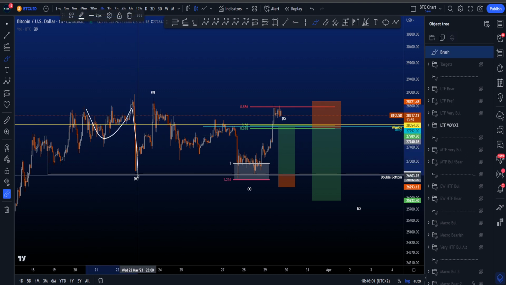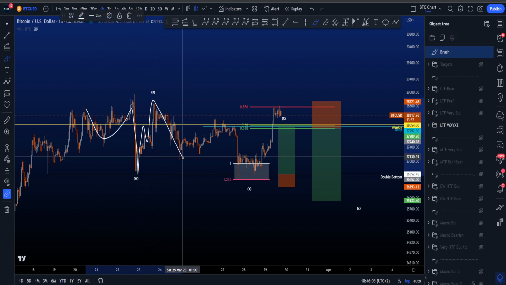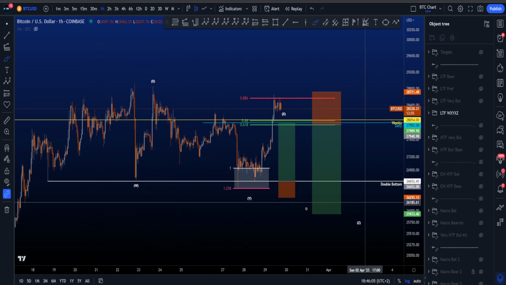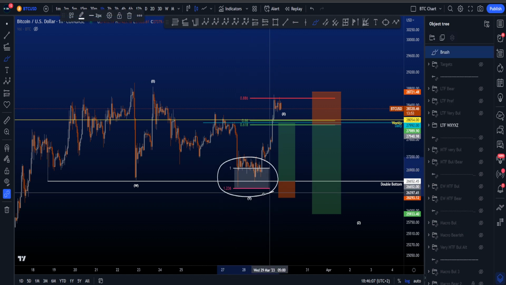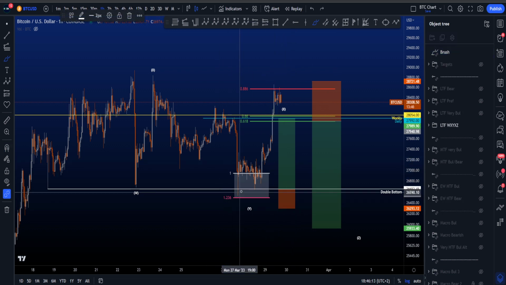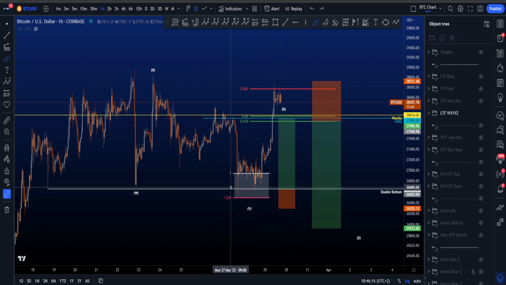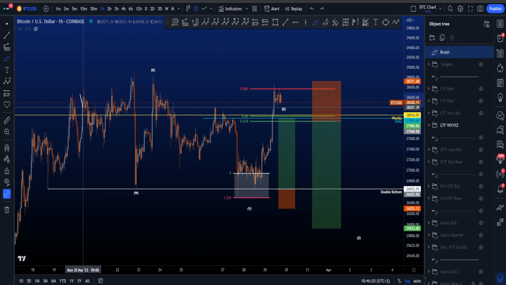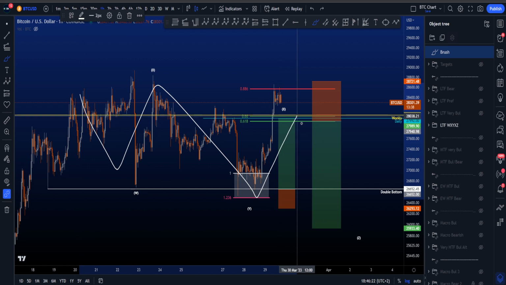So we have then a 3-wave W, expanded flat, then an X, and then we had a Y. As mentioned in previous videos as well, the target area for a wave Y is this target area over here, and the only way this could have been traded is as a swing failure pattern trade, as mentioned as well, and we got that, which is very nice. And then in this scenario, this is a WXY and then an XZ.